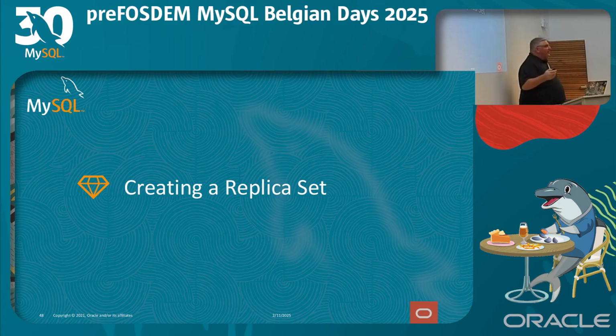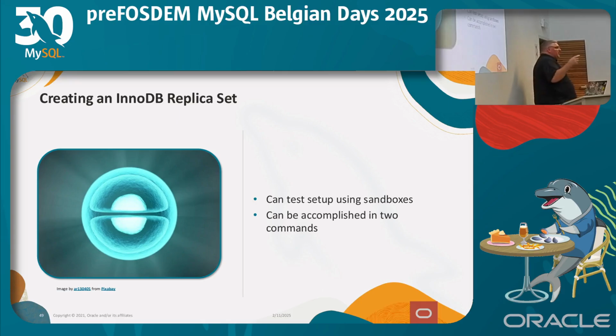Creating a replica set. I think this is really cool because using MySQL Shell, you can create a replica set using 2 commands. And you can test your setup using sandboxes. So you can spin up multiple sandboxes and then use the commands against those sandboxes to create your replica set to make sure you have the commands down correctly before you actually push it out into production. And you can test some of that by killing the sandbox instances to make sure the stuff is still working the way you expect.